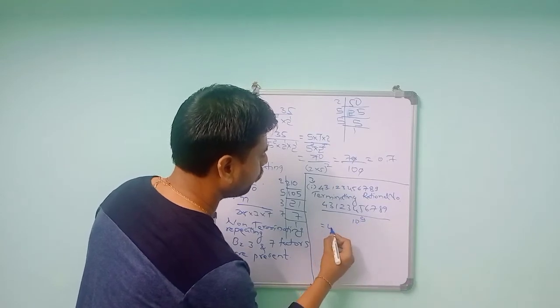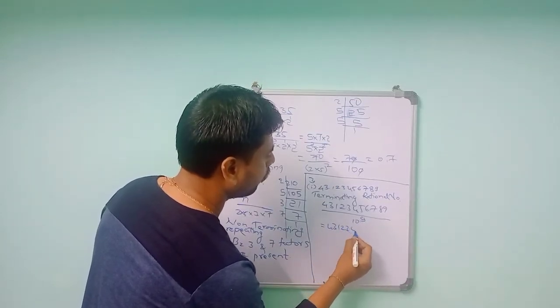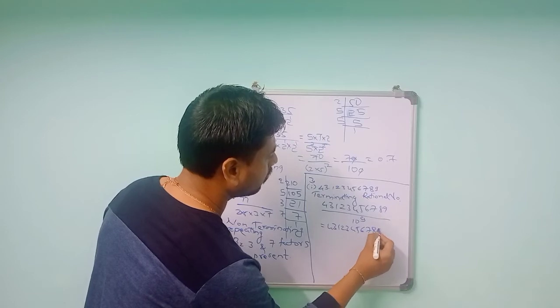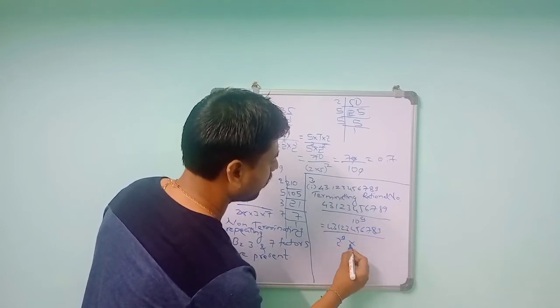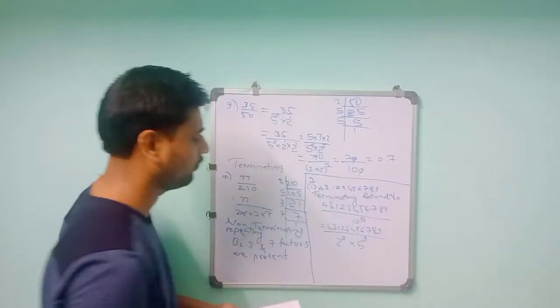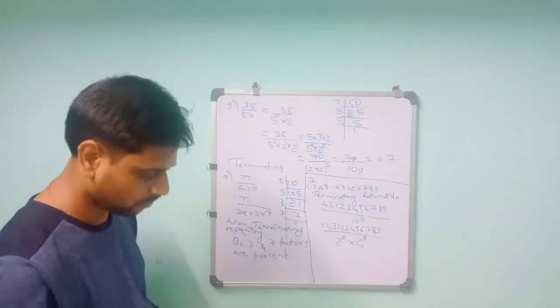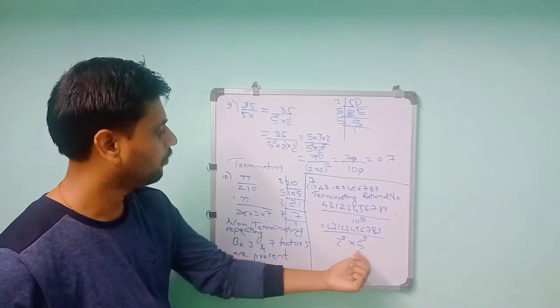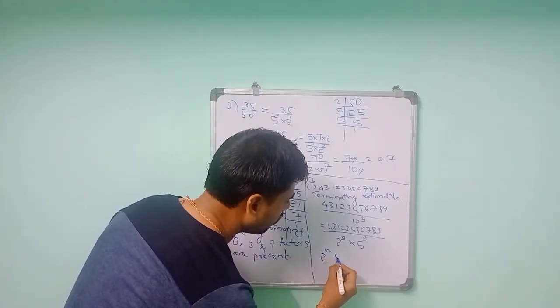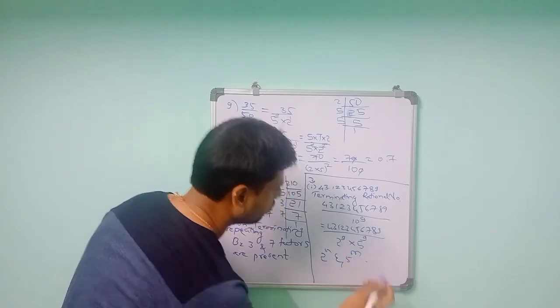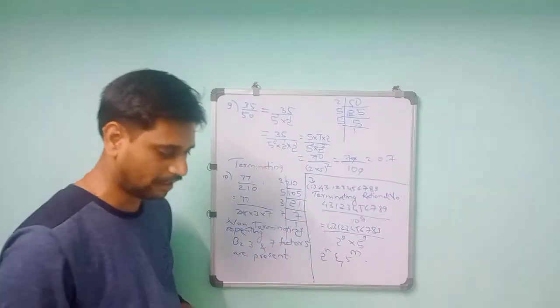This one you can write as 43123456789 over 10 raised to 9. 10 means 2 raised to 9 and 5 raised to 9, since 10 is written as 2 into 5. So it is present in the form of 2 raised to n and 5 raised to n. So it is terminating and it is a rational number.